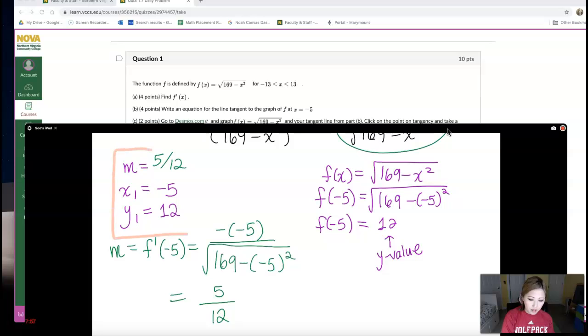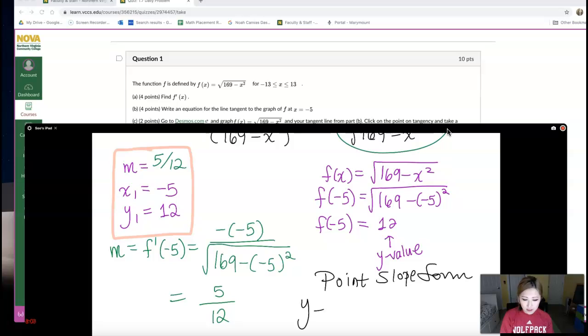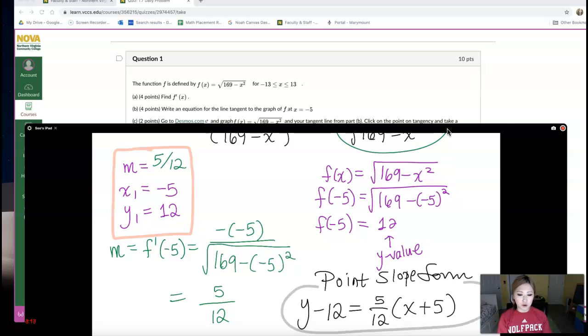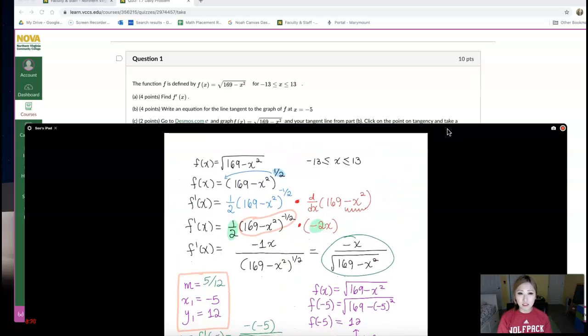So I'm going to use these three pieces to write an equation of a line. Using the point-slope form, my equation is y minus 12 equals 5 over 12 times x plus 5. And I'm going to circle this. If you guys show me this much work, that's going to be perfect.